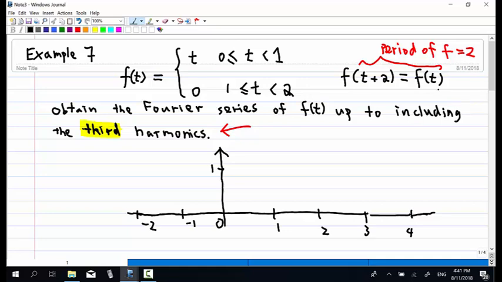We are going to find the Fourier series of f(t) up to and including the third harmonic. The meaning of third harmonic is what? It means we want to get the values of A0, A1, A2, A3, B1, B2, and B3.